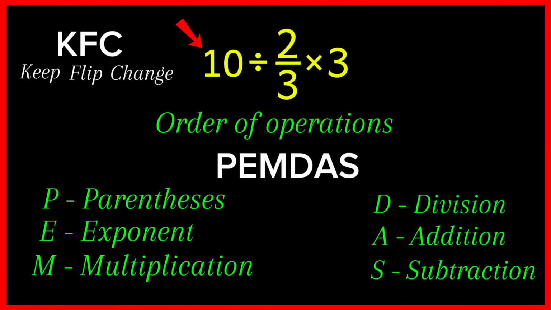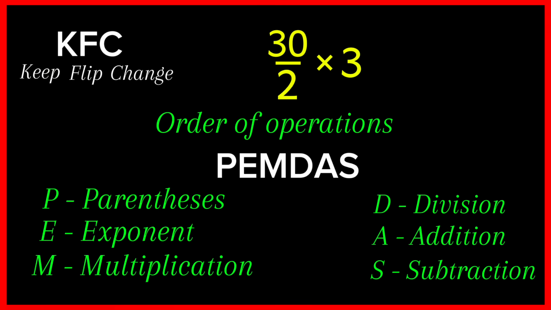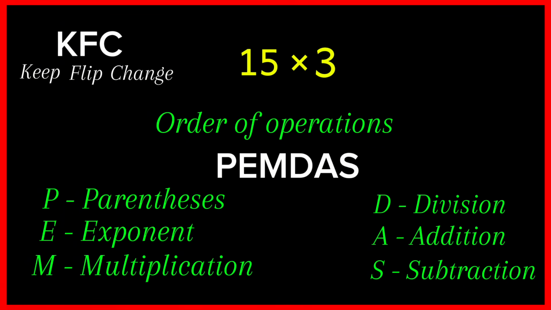So we keep the 10 as it is. We flip the 2 over 3 to become 3 over 2. And then we change the division sign into multiplication. Now the expression becomes 10 times 3 over 2. Now we multiply straight across. 10 times 3 is 30, so we have 30 over 2, and 30 divided by 2 is 15. Now we bring down the last part, which is times 3. So 15 times 3 gives us 45, and that is the correct answer.